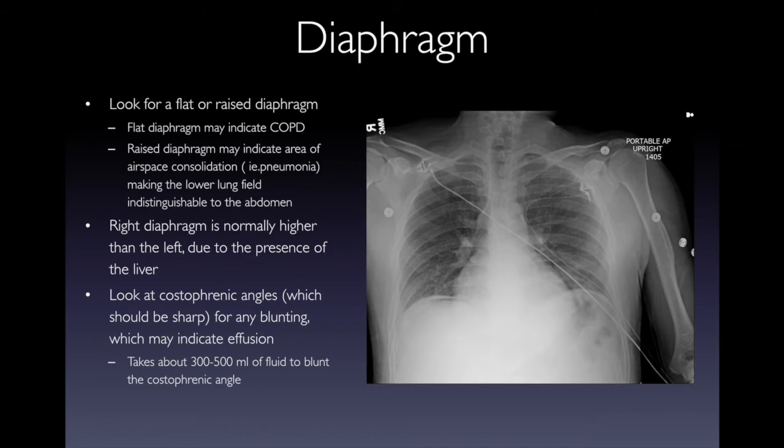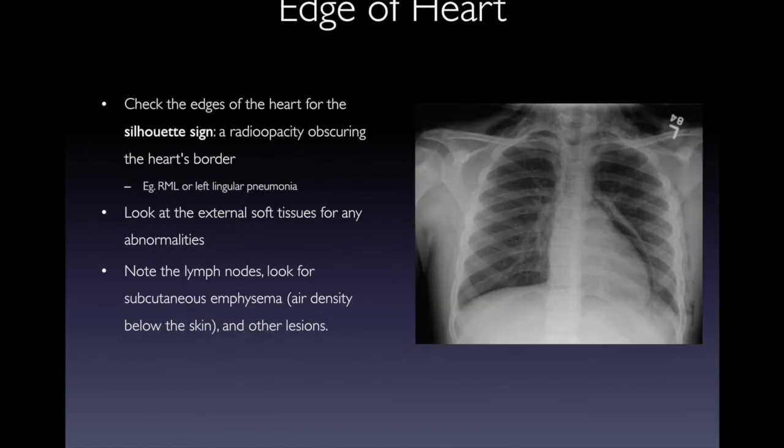You also want to look at the costophrenic angles to evaluate for pleural effusions, as well as something known as a deep sulcus sign, which would be concerning for a pneumothorax. Roughly, it takes 300 to 500 mLs of fluid to blunt these costophrenic angles.